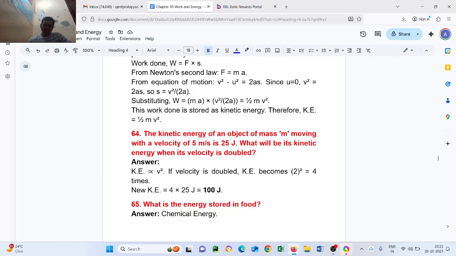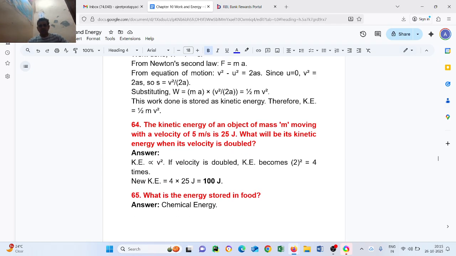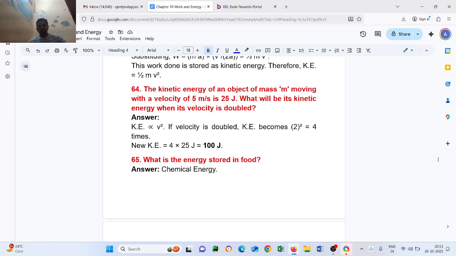Question number 64. The kinetic energy of an object of mass m moving with a velocity of 5 meter per second is 25 joule. What will its kinetic energy be when its velocity is doubled? Answer: kinetic energy is proportional to v squared. If velocity is doubled, kinetic energy becomes 2 squared, or 4 times. New kinetic energy equals 4 multiplied by 25 joule, equals 100 joule.